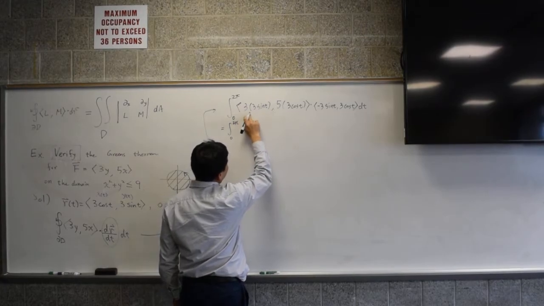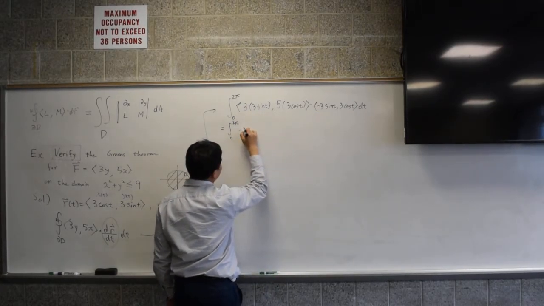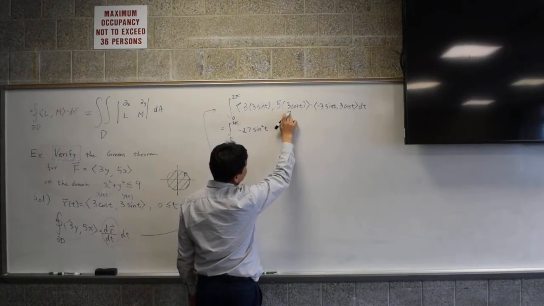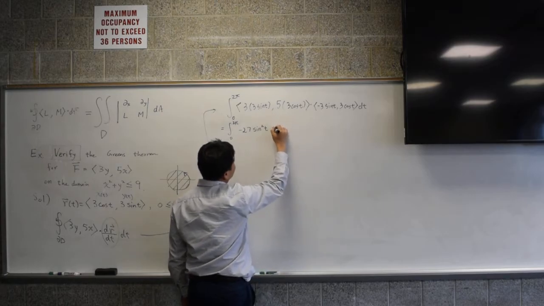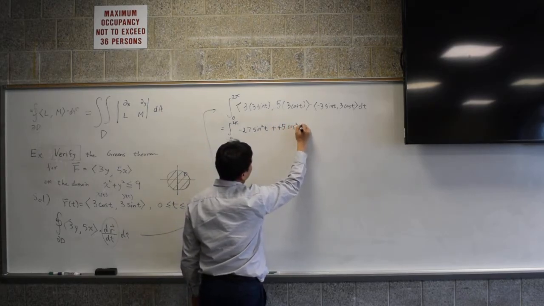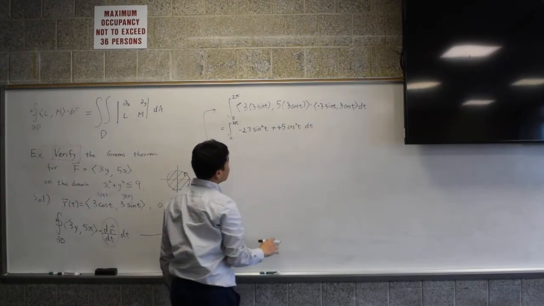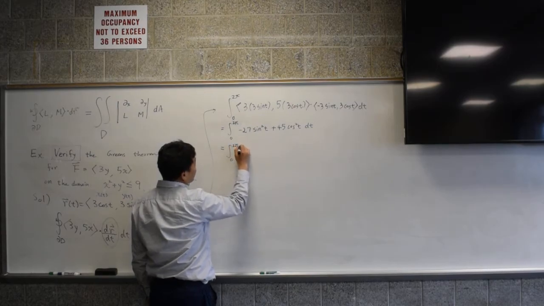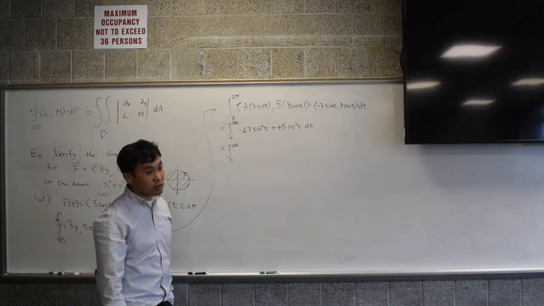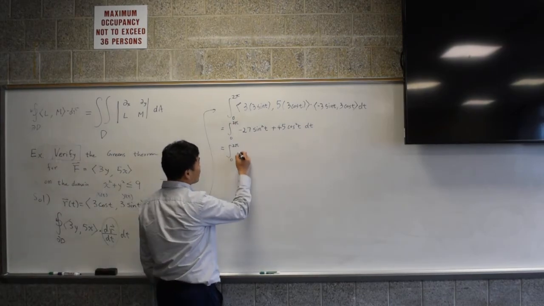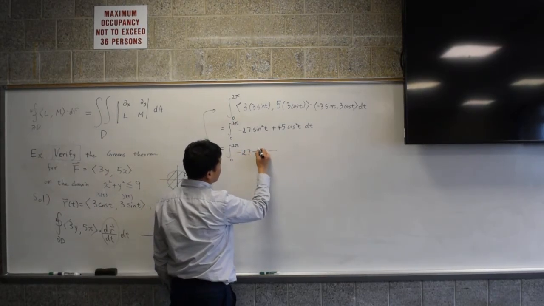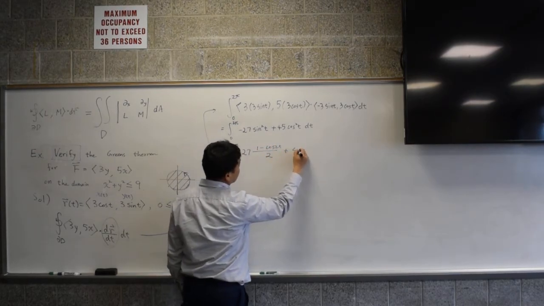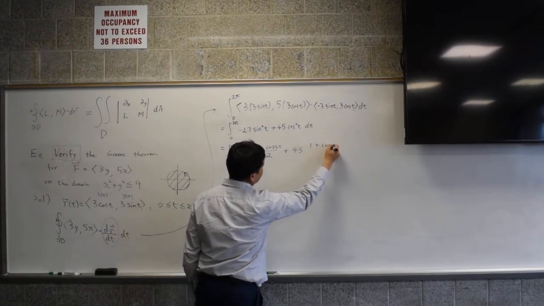3 times 3 is 9. 9 sine t times negative 3, that's negative 27 sine squared t. Okay, and then 5 times 3 times 3, that's 45 cosine squared of t. Now we learned how to calculate the integral of sine squared and cosine squared. It involved using the following identity: sine squared is (1 minus cosine 2t)/2, whereas cosine squared is (1 plus cosine 2t)/2.